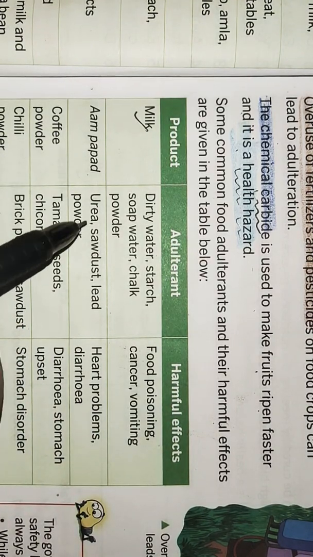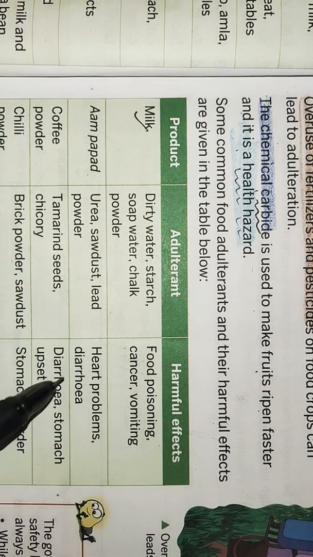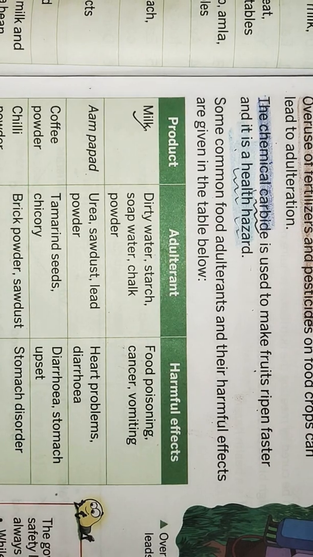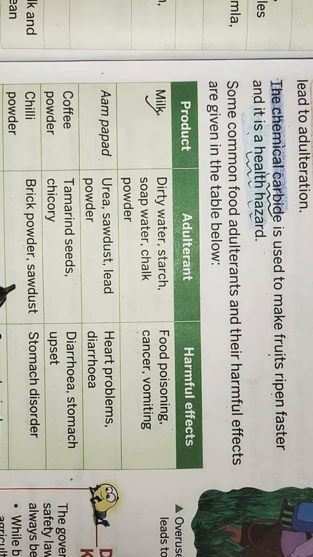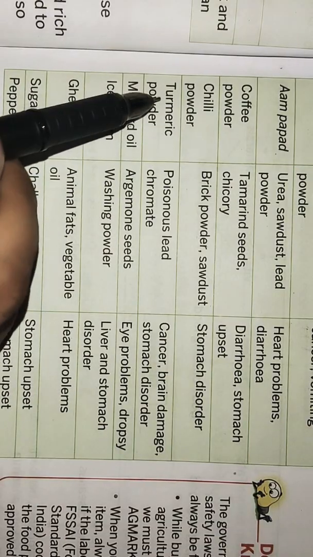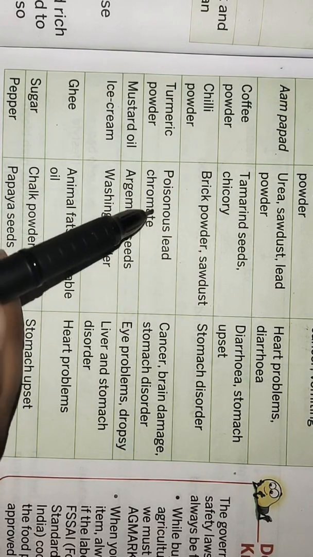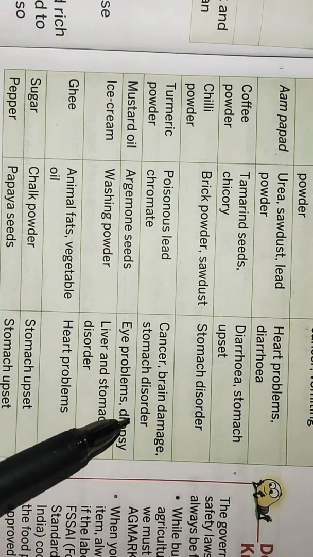In papad that we eat, they add urea, sawdust, lead powder. It'll give you heart problems and diarrhea. Coffee powder, tamarind seed, chicory: diarrhea, stomach upset. Chili powder that we eat, and we like aloo very much: brick powder and sawdust, stomach disorder. Turmeric powder: poisonous lead chromate. This is a very important chemical they use. What will happen if they use it in haldi, turmeric powder? Cancer, brain damage, stomach disorder.